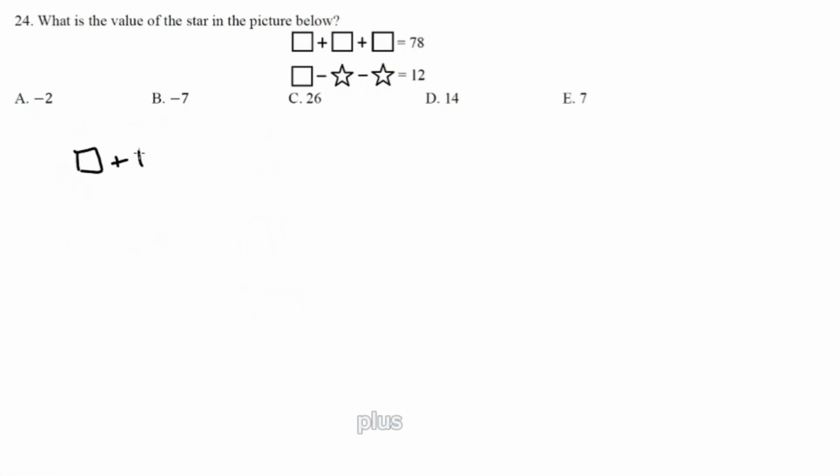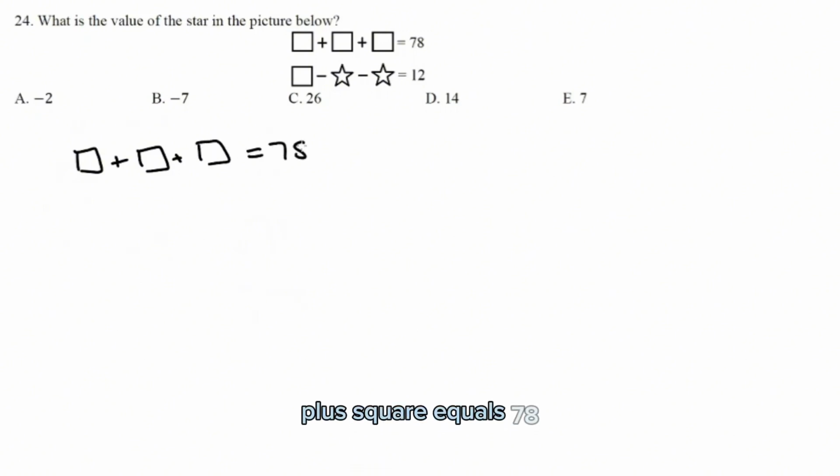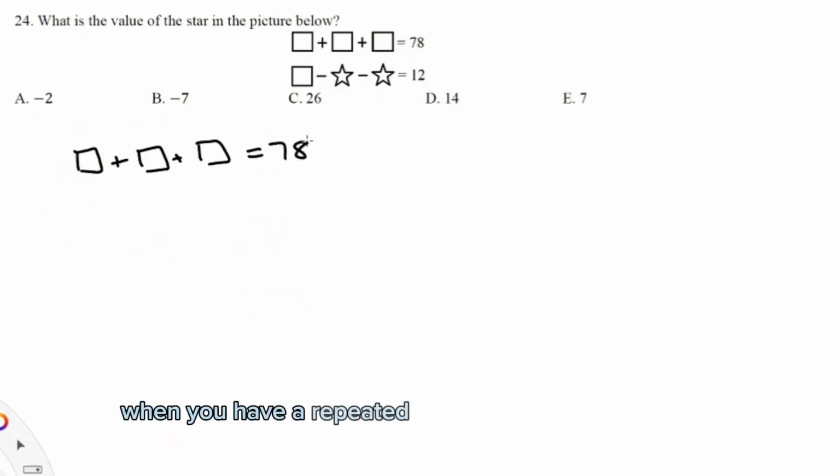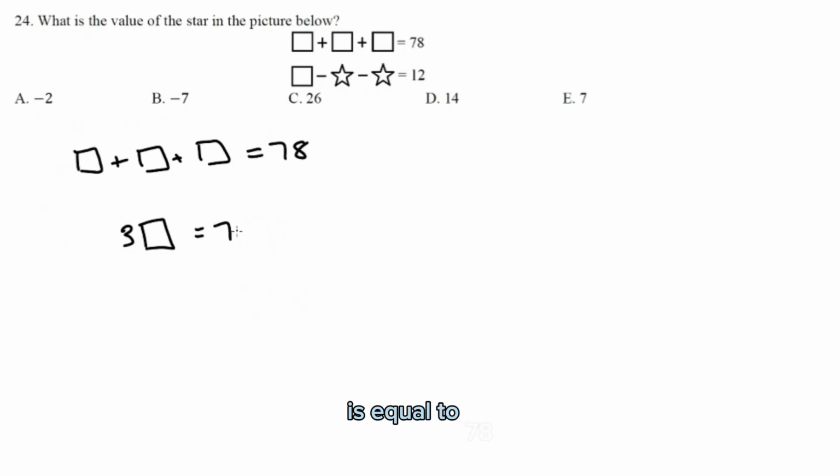Next, what is the value of the star in the picture below? Alright, so we have these two equations right here. We have square plus square plus square equals 78, and we have square minus star equals 12. Alright, the first step we have to do is solve for square. So in the first equation, we have square plus square plus square equals 78. When you have a repeated addition of the same element, you can just combine them to make this 3 of square is equal to 78.